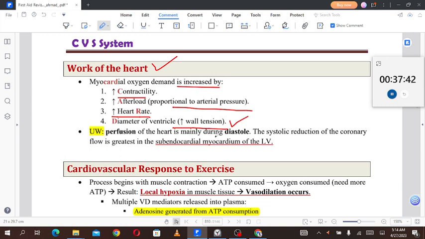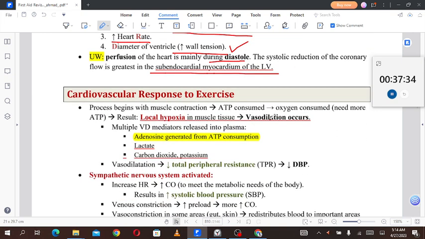UWorld point: perfusion of the heart is initially during diastole. The systolic reduction of the coronary flow is greatest in the subendocardial myocardium of the left ventricle. Cardiovascular response to exercise is a very highly tested concept.